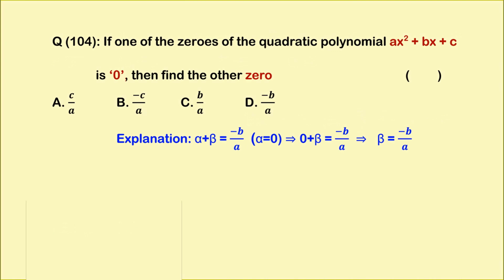Question number 104. If one of the zeros of the quadratic polynomial ax square plus bx plus c is 0, then find the other zero. We know that the sum of the zeros, alpha plus beta, is equal to minus b by a. If you compare with the standard polynomial, here one zero is given as 0. So substitute alpha is equal to 0 in the given expression. So 0 plus beta is equal to minus b by a. So beta is nothing but minus b by a. So the right answer is D.